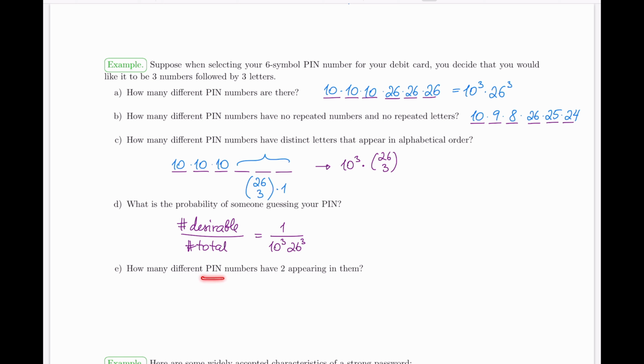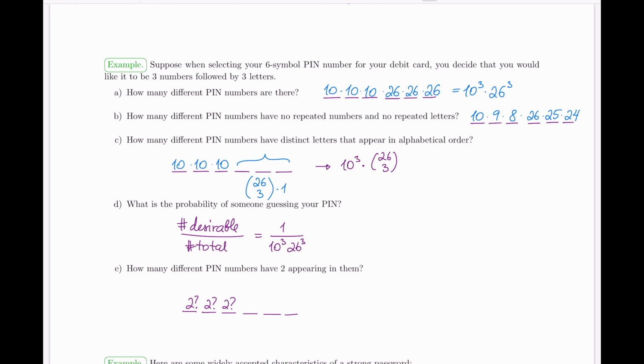How many different pin numbers have 2 appearing in them? So the number 2. Let's think back to the format here. The letters don't really matter because obviously number 2 cannot appear amongst the letters. So I'm interested in seeing a 2 appearing in one of the spots here. So where can it go? It can go here, or it can go here, or it can go here.